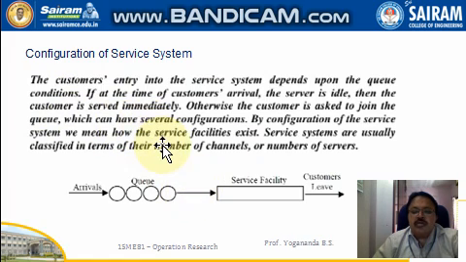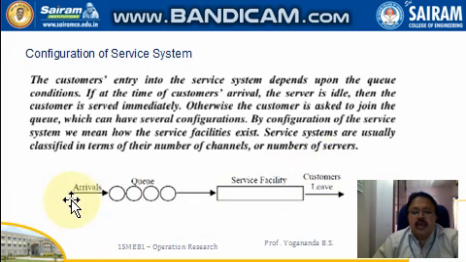So the customers will enter the service system depending on the queuing condition. If at the time of customer arrival the server is idle, then the customer is served immediately. Otherwise, the customer will be asked to join the queue, which can have several configurations. By configuration of the service system, we mean how the service facilities will exist. The service systems are usually classified in terms of their number of channels or the number of servers.